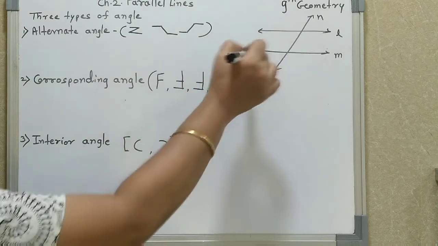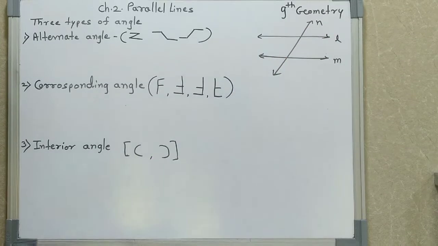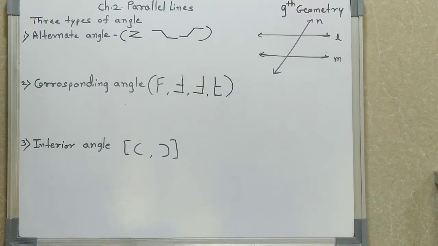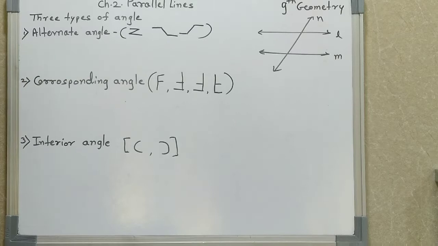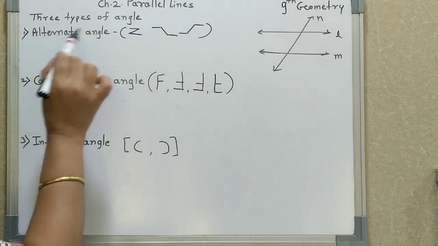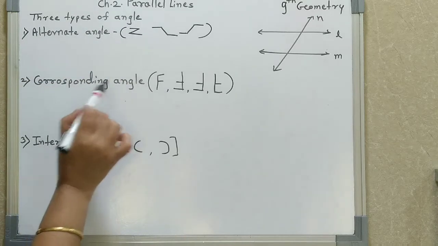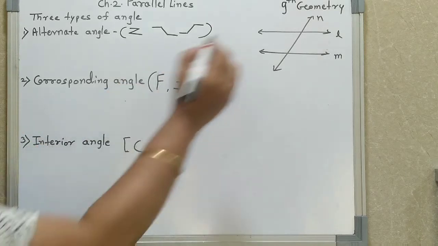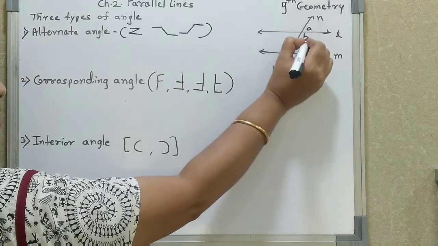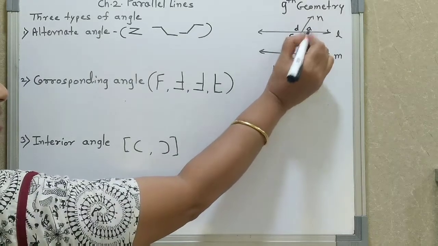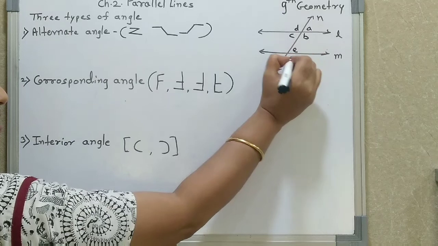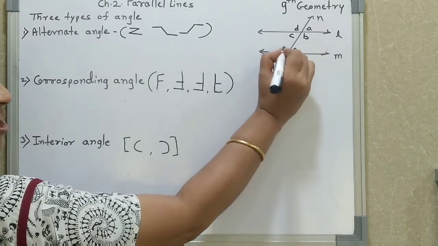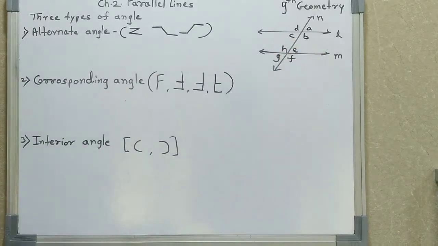When the transversal intersects these lines, certain types of angles are formed. Which angles are formed? There are three types of angles formed. First one is alternate angles, second corresponding angles, and third one is interior angles. Now we identify the angles. I write here A, B, C, D, so angle A, B, C, D. Then here E, F, G and H. So these are the angles.